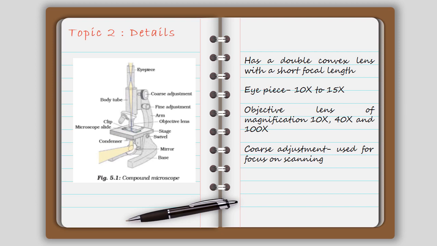And there is the biggest knob, the coarse adjustment. Coarse adjustment is to focus on the scanning, and fine adjustment, the smallest knob in the microscope, is used to focus on the oil. Oil is usually used during the 100x magnification process.